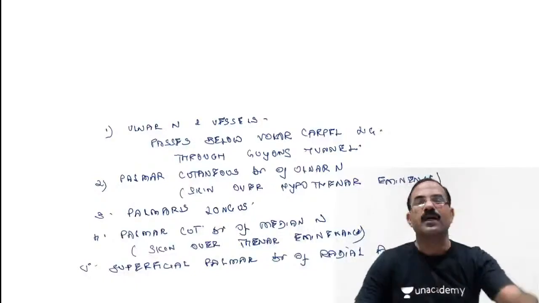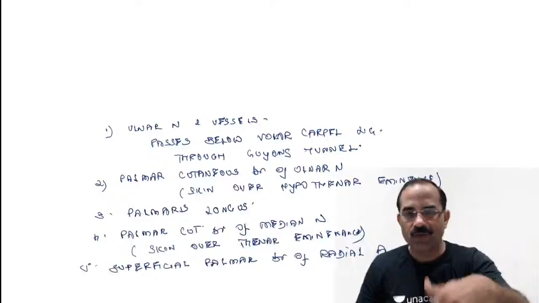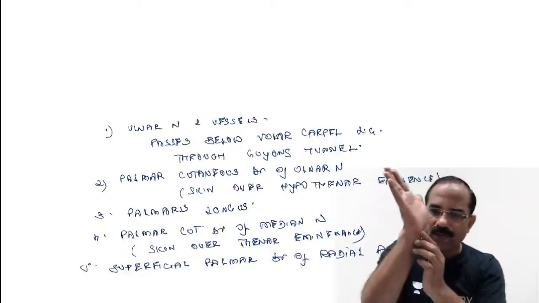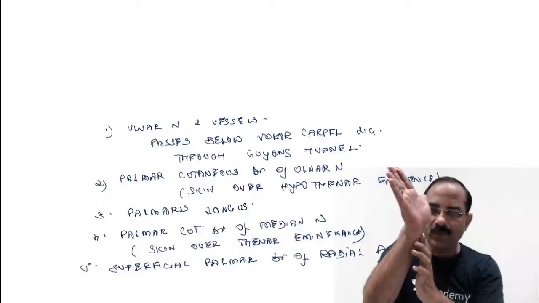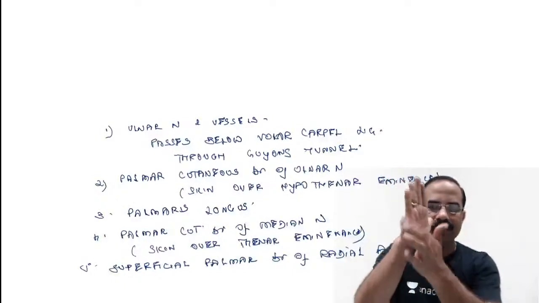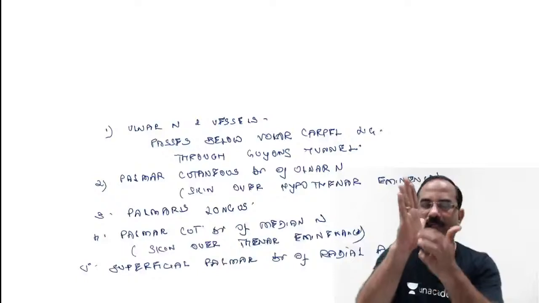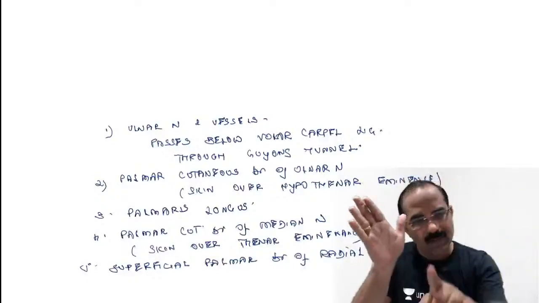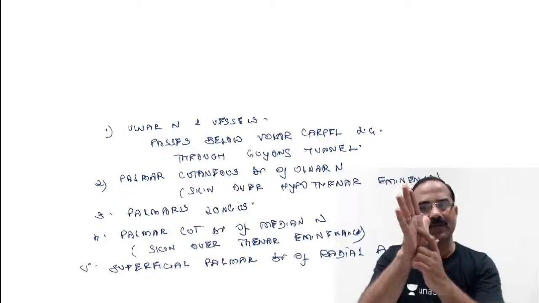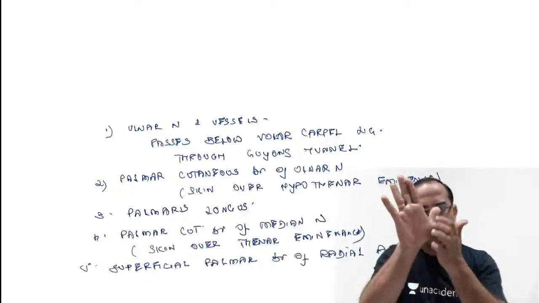The second one is the one which supplies the skin over the hypothenar eminence. What is this? The palmar cutaneous branch of ulnar nerve. ये flexor retinaculum के ऊपर से जाएगा. It will go above the flexor retinaculum and supply the skin over the hypothenar eminence. The third one is the tendon of Palmaris Longus.